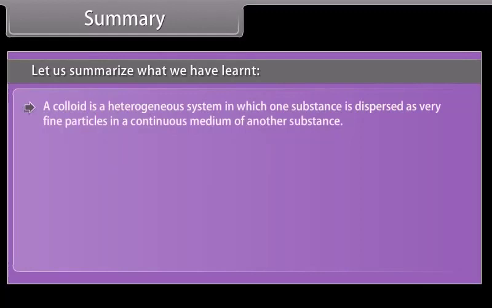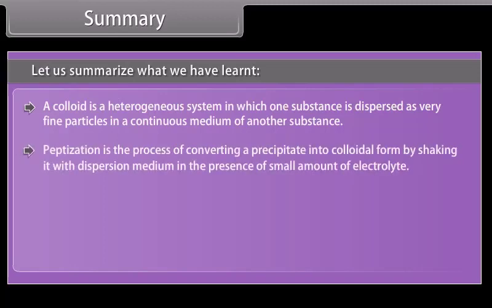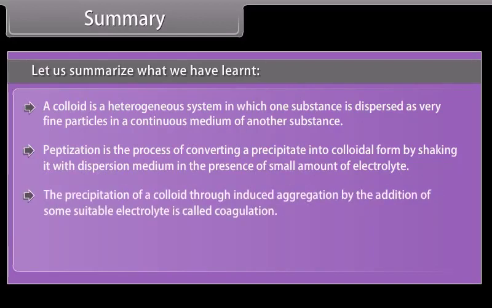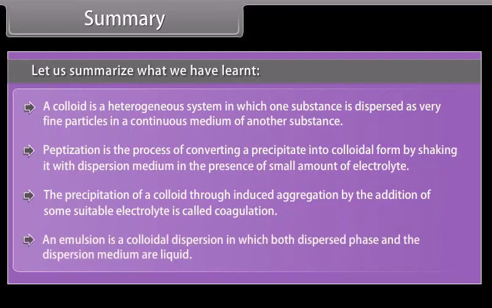A colloid is a heterogeneous system in which one substance is dispersed as very fine particles in a continuous medium of another substance. Peptization is the process of converting a precipitate into colloidal form by shaking it with dispersion medium in the presence of small amount of electrolyte. The precipitation of a colloid through induced aggregation by the addition of some suitable electrolyte is called coagulation. An emulsion is a colloidal dispersion in which both dispersed phase and the dispersion medium are liquid.